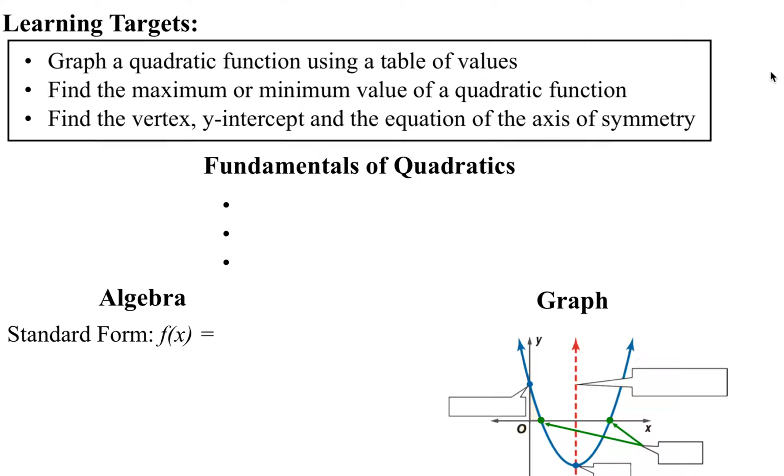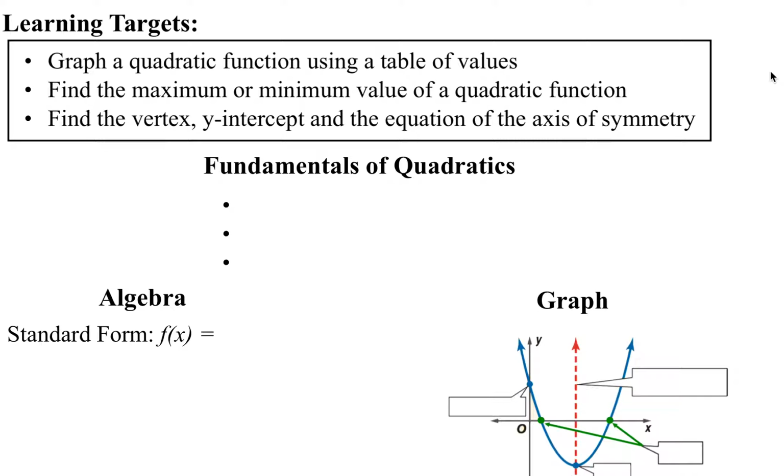By the end of this lesson, you should be able to graph a quadratic function by using a table of values. You will be able to find maximum or minimum values of a quadratic function. You'll also be able to find the vertex, the y-intercept, and the equation of the axis of symmetry.